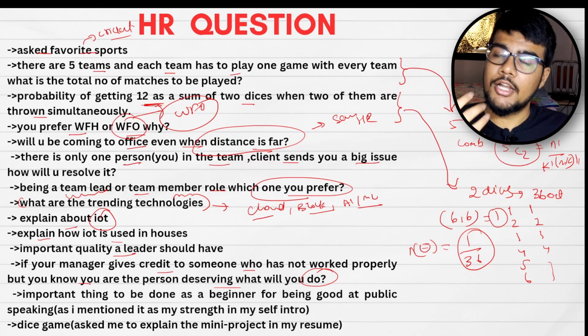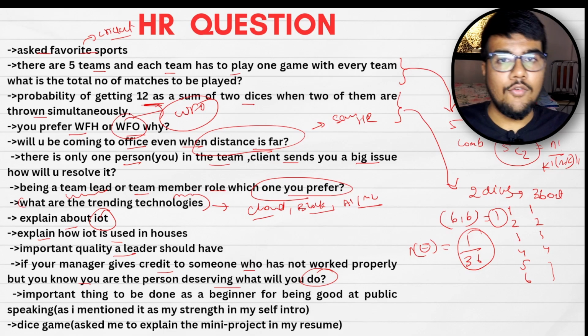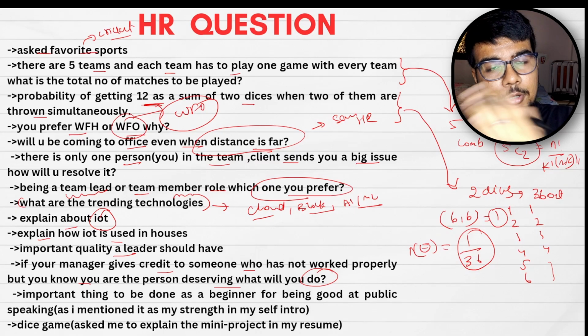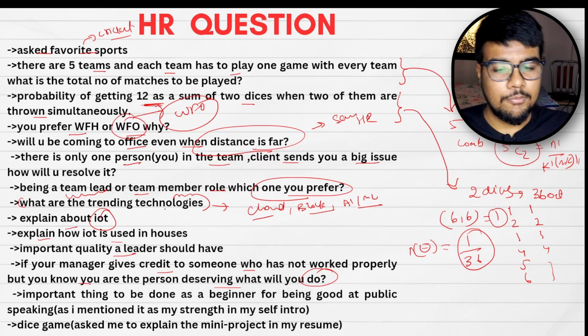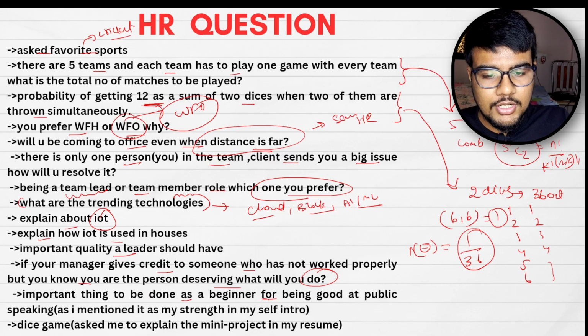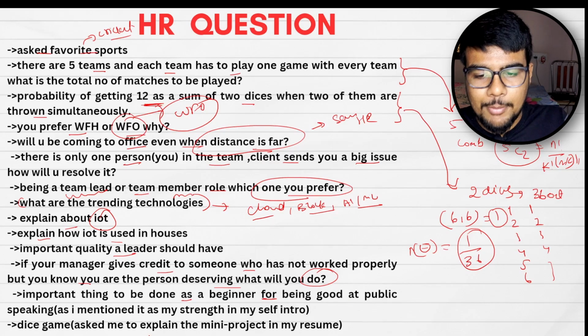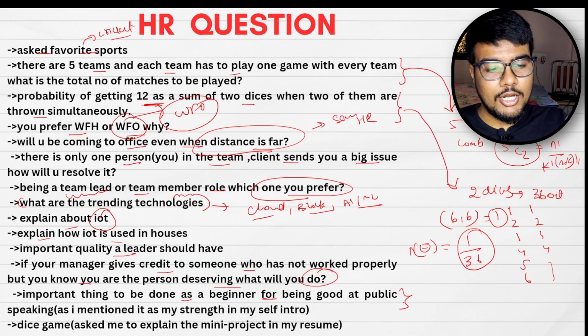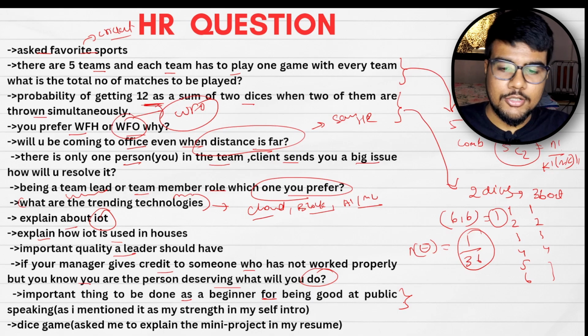Then when you are telling it, it would be very good, like you have already been prepared, and if you are prepared, your fluency will definitely come. Now, the important thing to be done as a beginner to get good at public speaking. So whatever you think you can apply, it depends upon person to person.